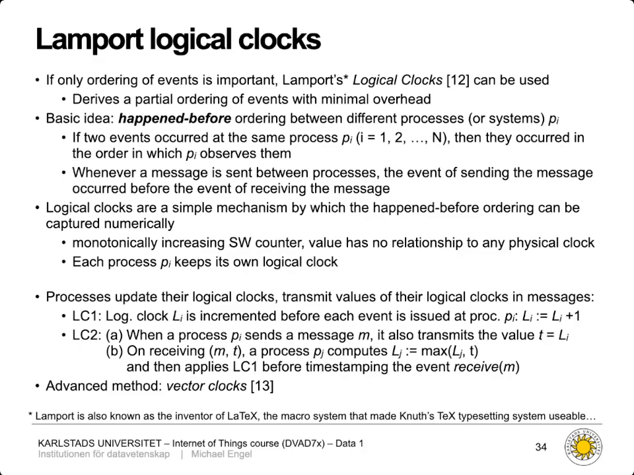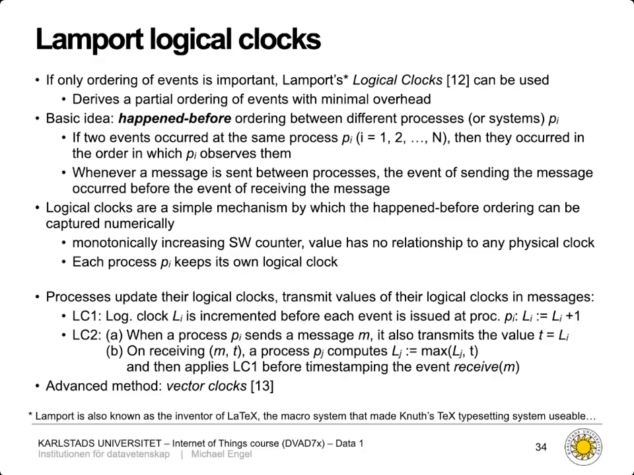IoT, which we call P_i. So i is just the index of a process running on one of the nodes. So if we know that we have two events that occur at the same process, so in our case on the same IoT node, P_i, then we have an order for these two events, and we know because they are measured on the same device that they also occurred in the order in which they are observed on this device. Now, whenever a message is sent between processes or devices, in our case of the IoT, then we know the order of the event and the sending of the event.